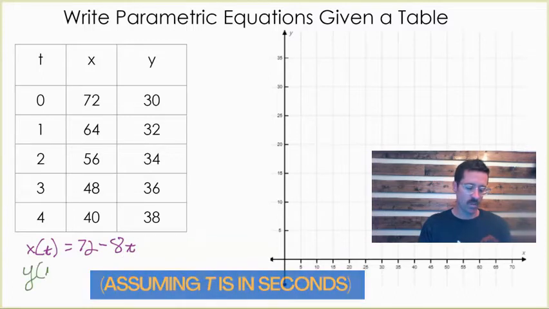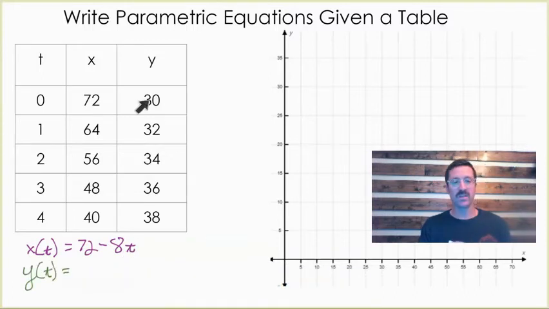Now let's do the same thing for y. For y, you can tell that when t is 0, our y is 30. So that's like our starting value. And you see y is changing. It's increasing by 2 every second. So we're going to go plus 2 every second. And in short, these are the parametric equations.